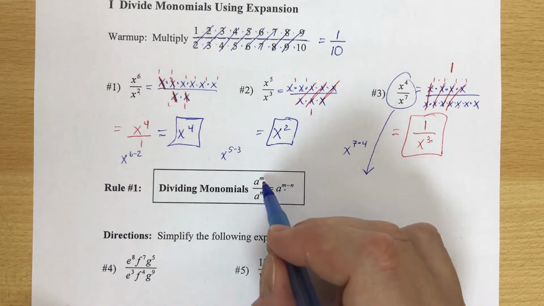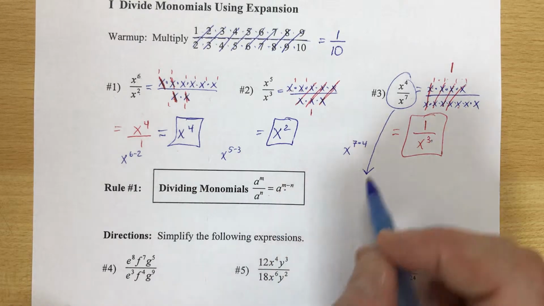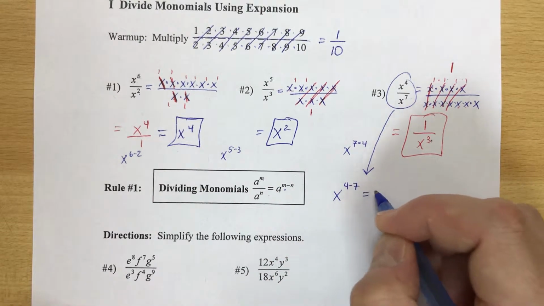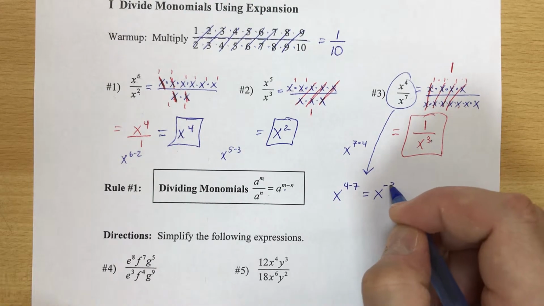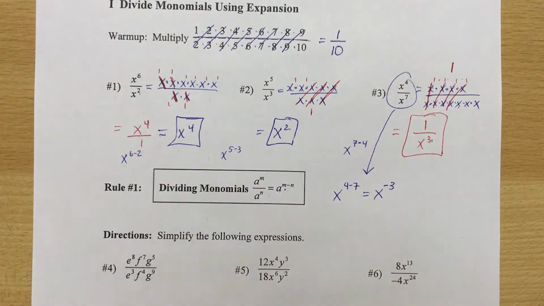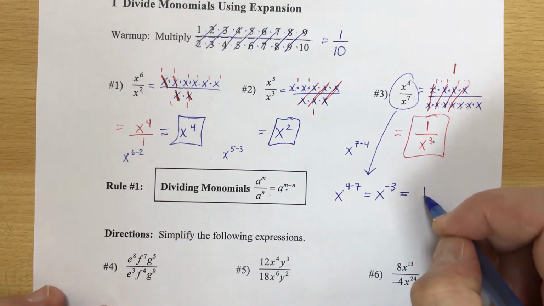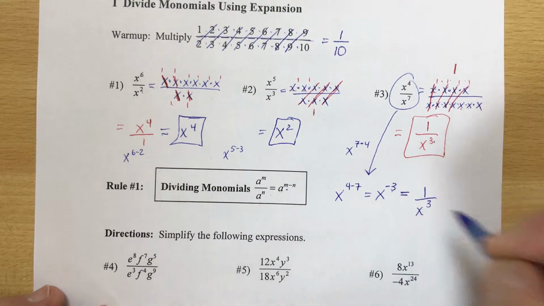In the rule, you do the top exponent minus the bottom. So that's x to the 4 minus 7. But when I subtract this, I get a negative exponent. I do not leave that as an answer. I don't leave it like that. That actually becomes 1 over x to the 3rd.